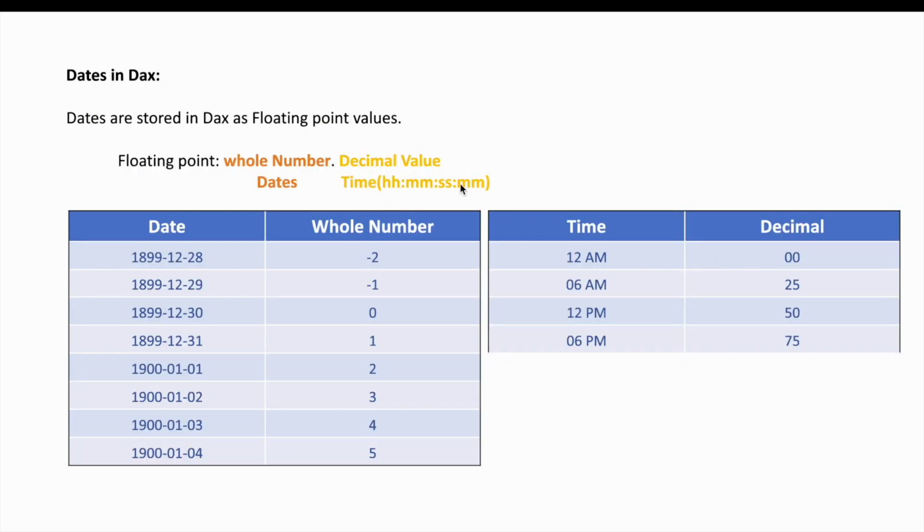Now look at the time part of the data type. If it is 12 a.m., then the decimal is .00. If it is 6 a.m., then it is .25. If it is 12 p.m., that is the middle of the day, then it is .50. If it is 6 p.m., that is in the evening, it is .75. In between those hours, it will adjust the value in decimals. So this is how the date value is stored in the DAX data type.